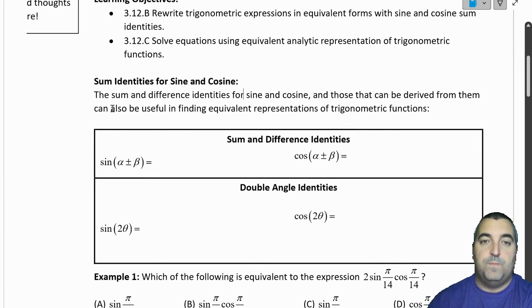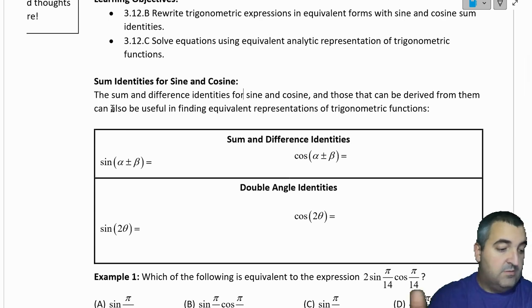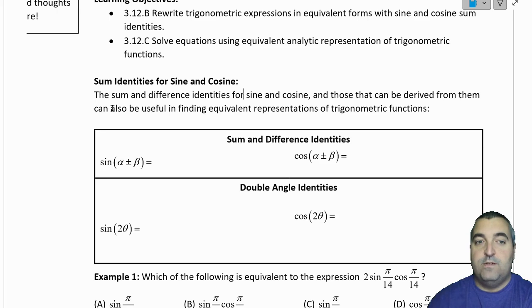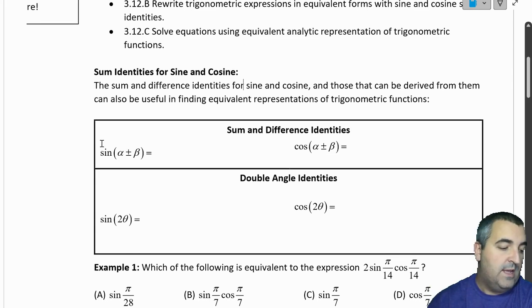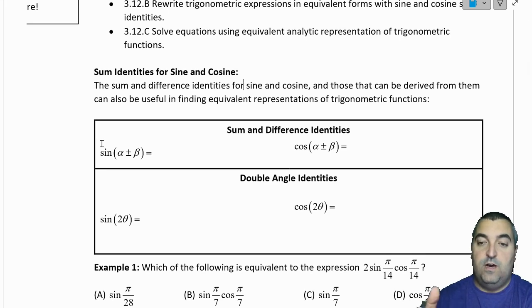So the sum and difference identities, I'll write them out for you. You're going to want to try to memorize them as best as you can, but they allow us to figure out what sine and cosine are for more angles, with just knowing those basic ones that we've known all semester.